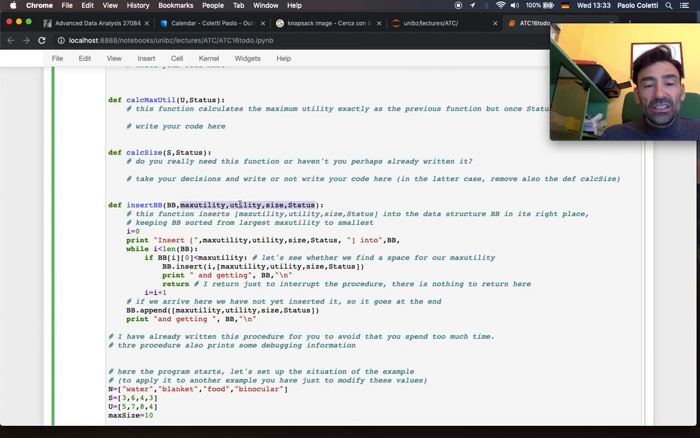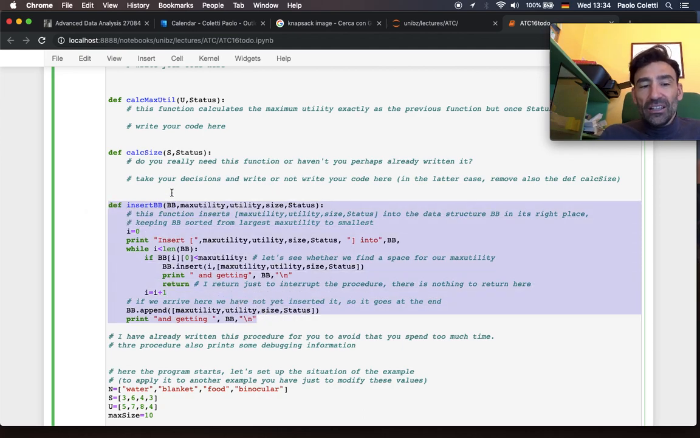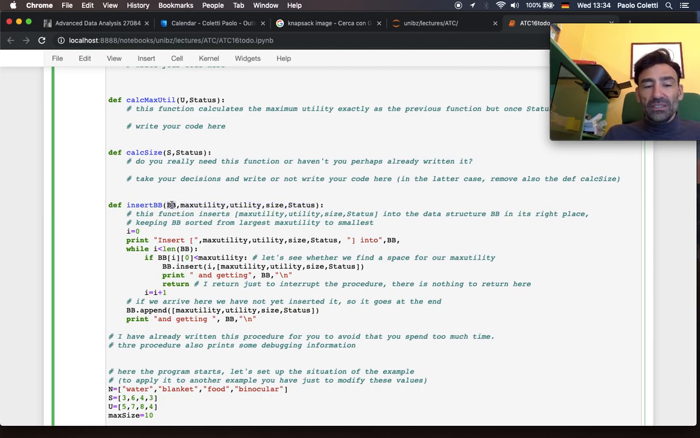So maximum utility, utility, size, and the status, so the list of true, true, false, false, it gets inside the BB. You cannot simply append it and who cares, because BB must be kept in order of maximum utility. So you must decide where to insert it. Okay, it's easy to do, but just to be sure, I've written it completely myself, so you can rely on it. If you give maximum utility, utility, size, and status, it will insert this thing into the appropriate place, keeping BB in order of maximum utility.